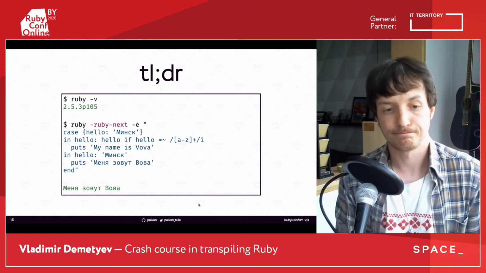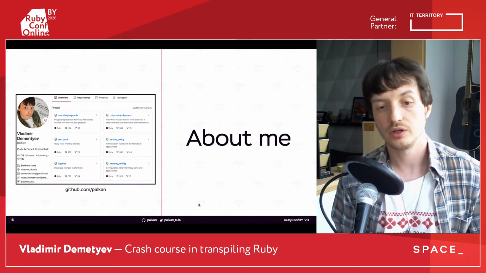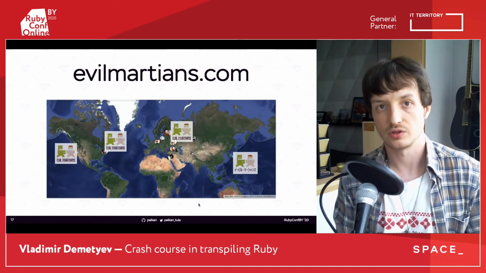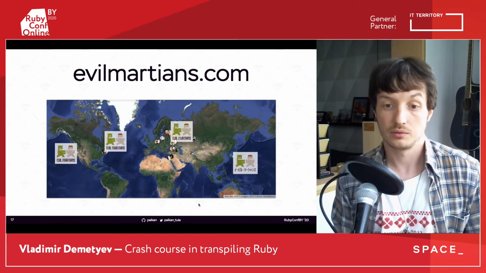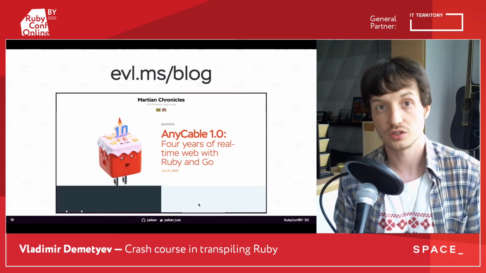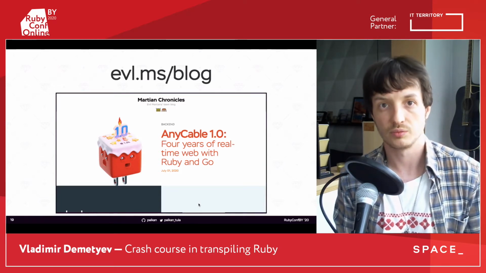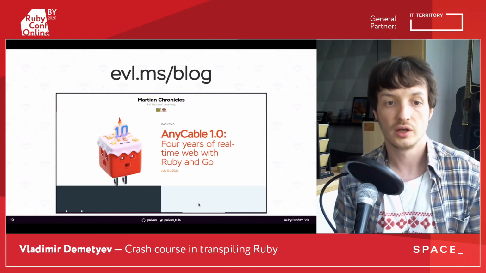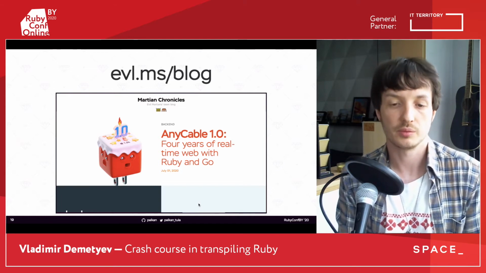A few words about me. My name is Vladimir. I'm currently living in Moscow and work for a company called Evil Martians. We're a distributed team across the globe with four bases in different countries. You've probably heard about our open source projects, of course, and maybe read some of our great articles in our blog. We are a consultancy agency. We help others build great products, performant products, and that's what we write about in our blog. That's what our open source aims to help with. But today we're going to talk about transpiling Ruby. Let's switch to the main topic.